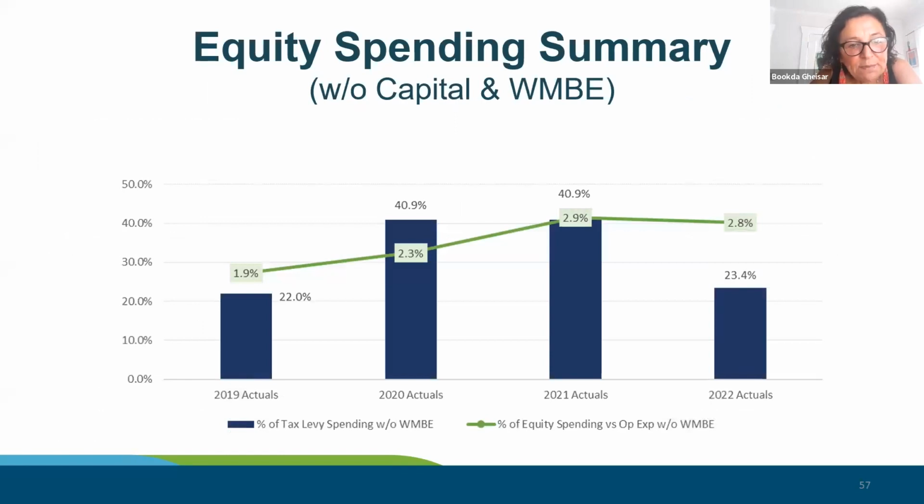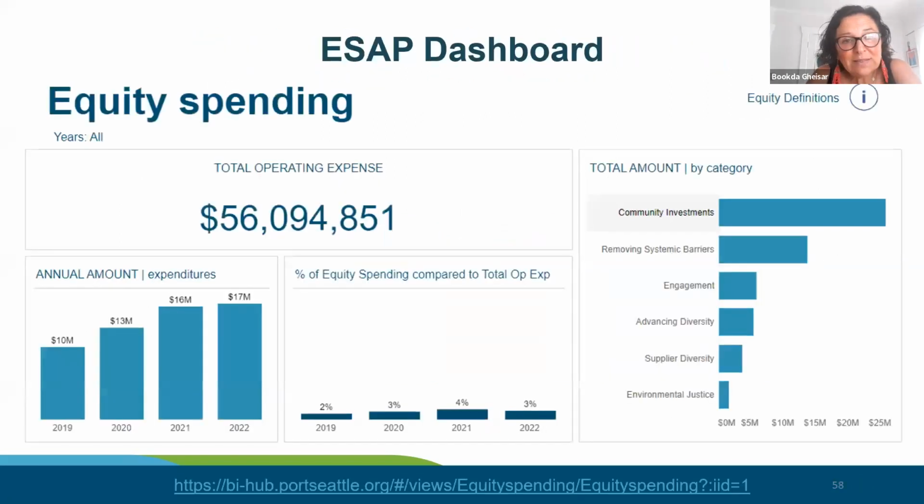This tells you the same thing. And all of this is going on the Port website today for the first time, which is a huge, huge achievement for us. Next slide, please. Just because we work for an organization that hasn't done this level of transparency in the past. This is how it will look on our website: total operating expenses, in millions, and the percentage of equity spending. And then on the right hand, you see the percentage within those of the categories that we want to be able to report on.